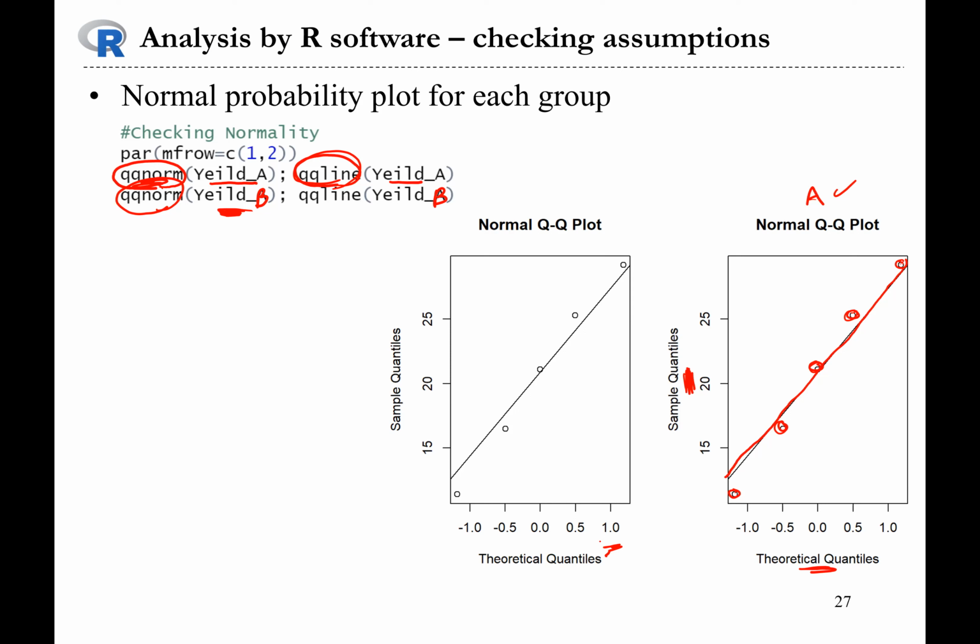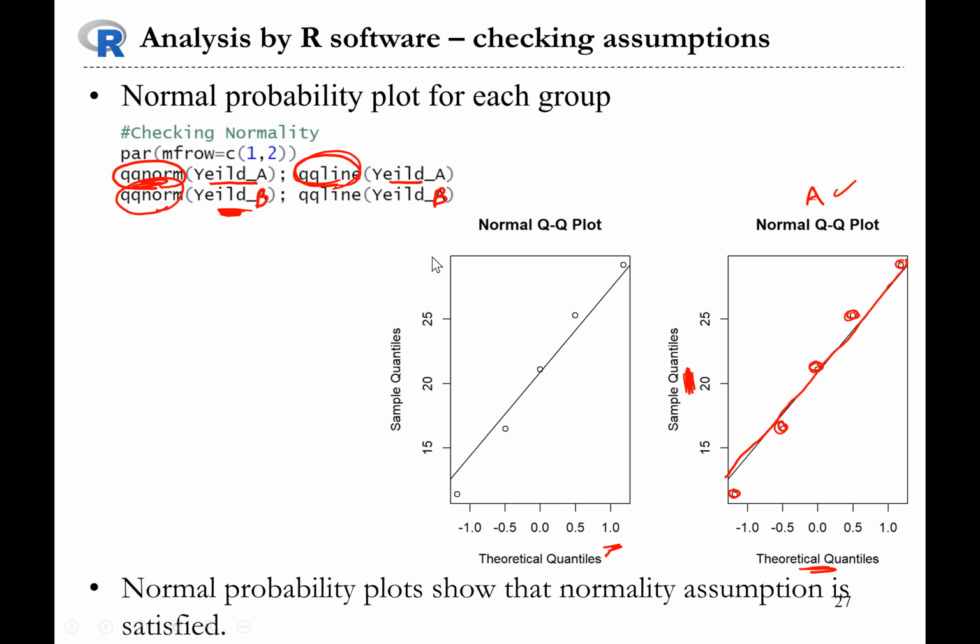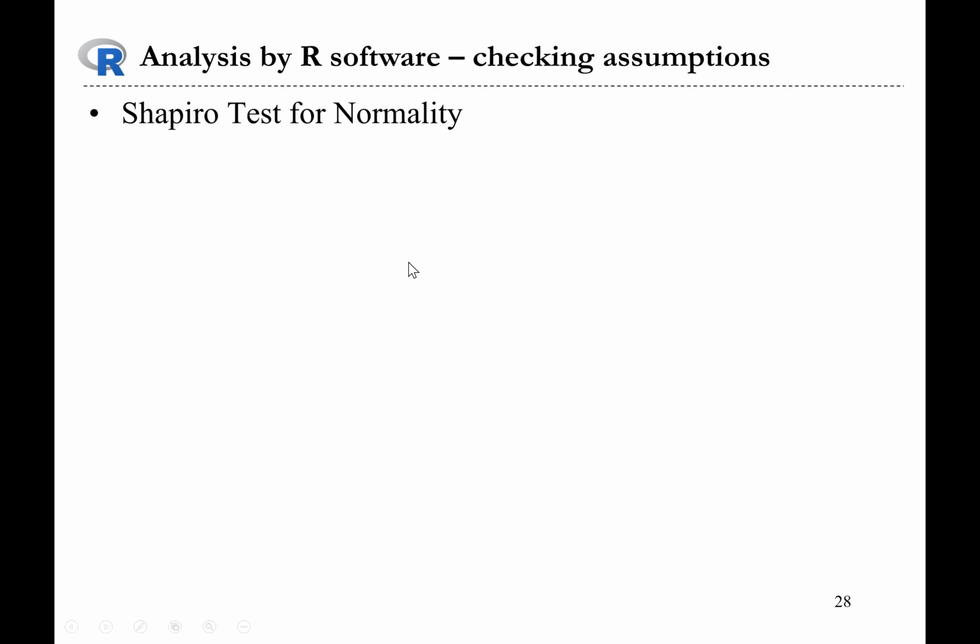But it is satisfied. So let's look at something better than the QQ plot, the normal probability plot. So looks like from these, if this one is B and this one is A, the normality is satisfied in both of them. But let's look at the Shapiro test.